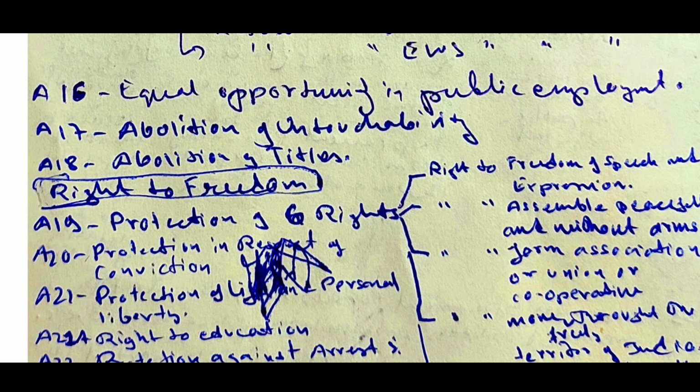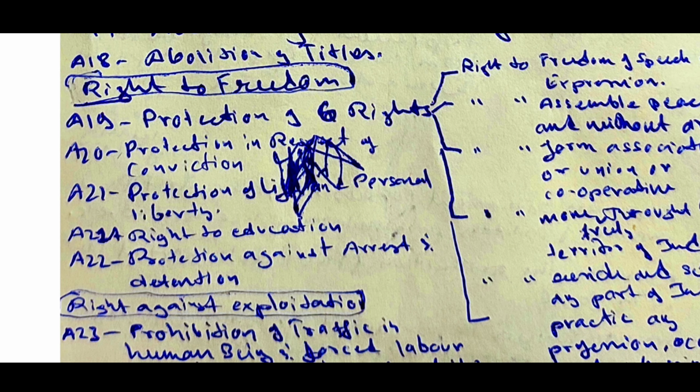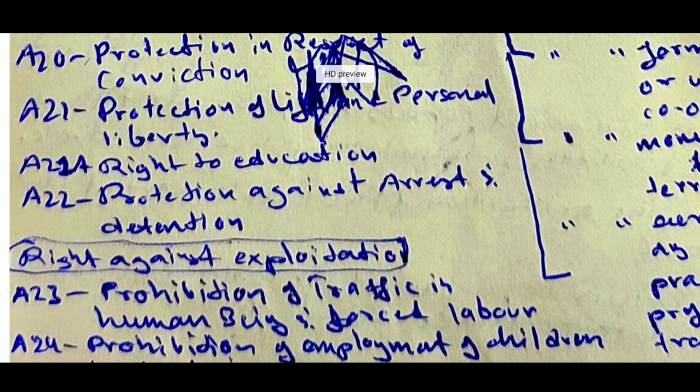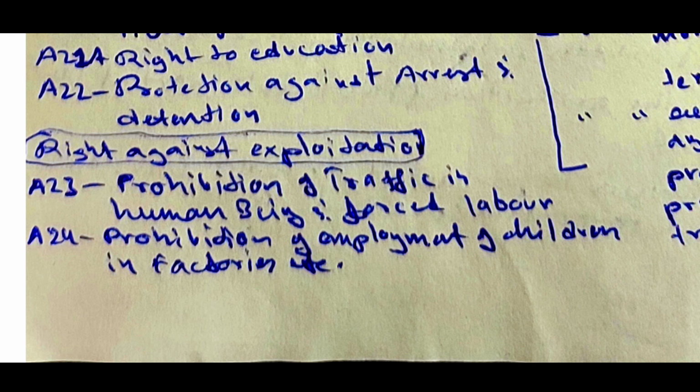So these are the 6 rights which are protected under Article 19, followed by Article 20, protection in respect of conviction; Article 21, protection of life and personal liberty; Article 21A, right to education; and Article 22, protection against arrest and detention. All right, and now the right against exploitation. It talks about Article 23, which is the prohibition of traffic in human beings and forced labor. And Article 24, prohibition of the employment of children in factories.